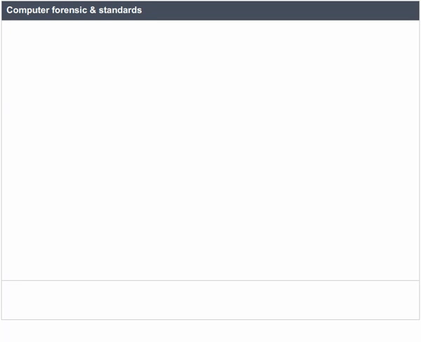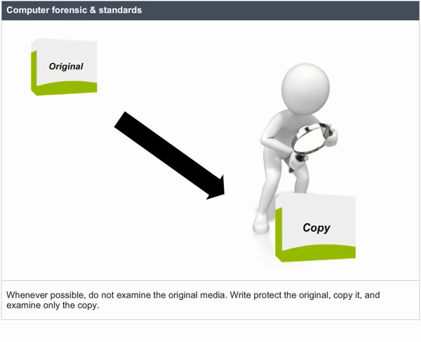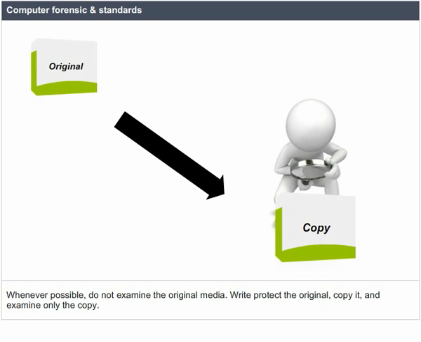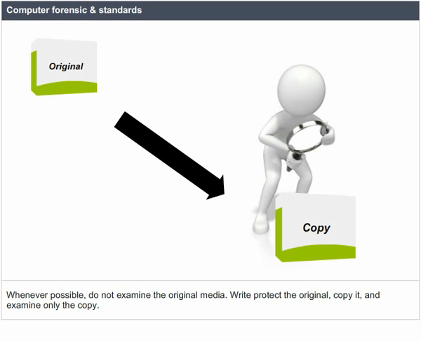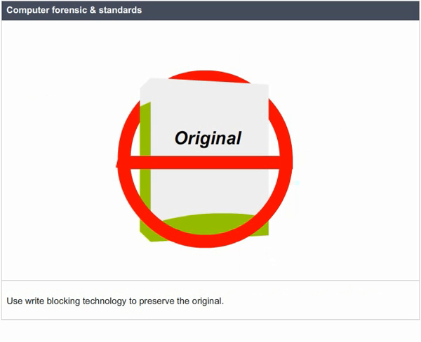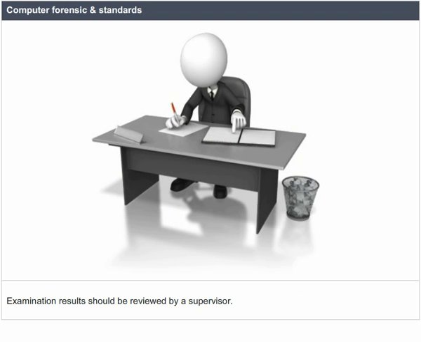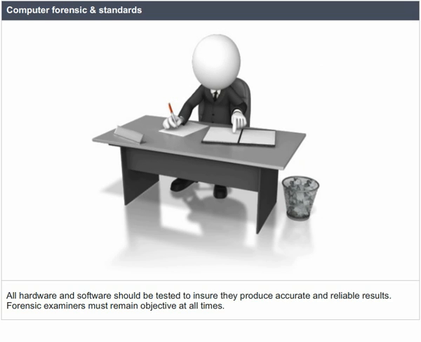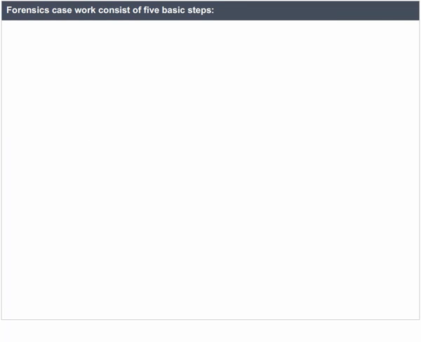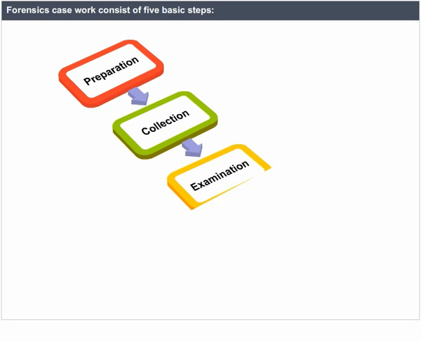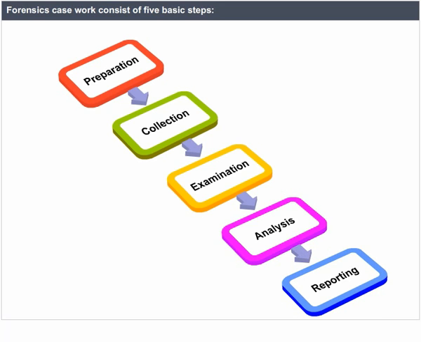Computer forensics and standards. Whenever possible, do not examine the original media. Write protect the original, copy it, and examine only the copy. Use write blocking technology to preserve the original. Examination results should be reviewed by a supervisor. All hardware and software should be tested to ensure they produce accurate and reliable results. Forensic examiners must remain objective at all times. Forensic casework consists of five basic steps: preparation, collection, examination, analysis, and reporting.